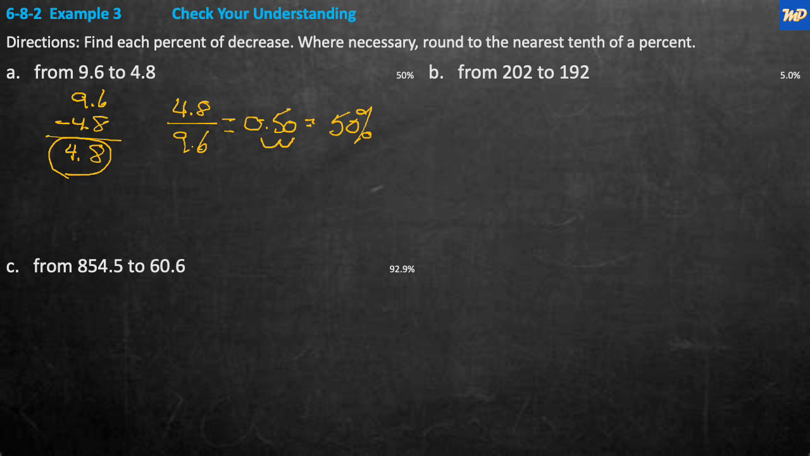So now let's try this one. This one says we're starting from 202 and we're ending at 192. So we're going to take 202 and subtract 192 from that, and we're going to end up with 10. 10 is our difference, our decrease. So we're going to say 10 divided by 202, which is where we started. We're going to end up with 0.05. And when we move our decimal point 2 places to the right, our percentage is going to be 5.0%.